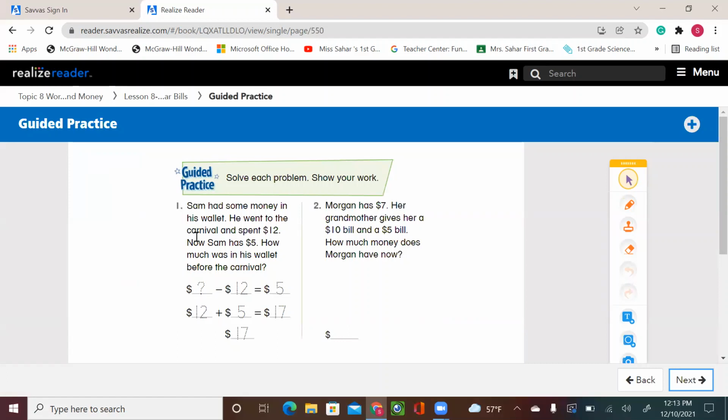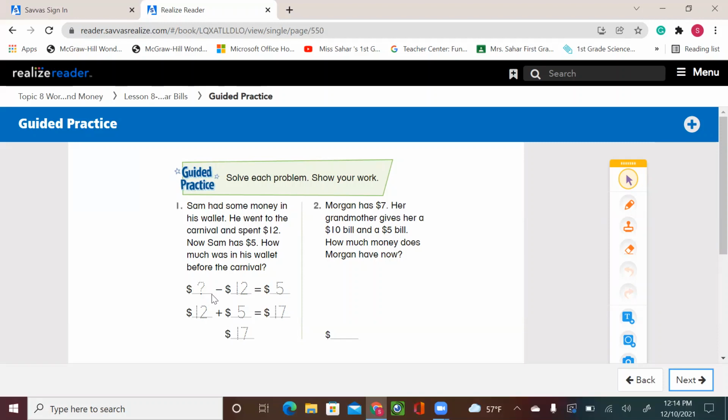All right. Sam had some money in his wallet. He went to the carnival and spent $12. Now Sam has $5 left. How much was in his wallet before he went to the carnival and spent this amount? So this is, as we know, you put all the information, you see what information you have and what information we're looking for. So I know that Sam has some money, but I don't know how much. He went to the carnival and spent $12. Now Sam has $5. So I know two parts, but I don't know the total. I don't know what he started with.